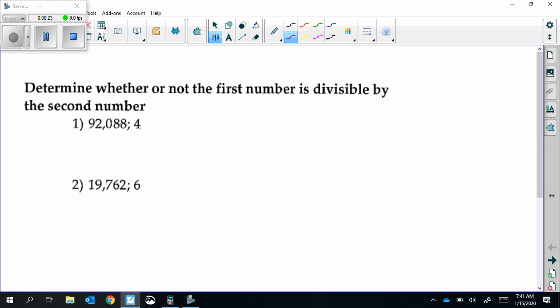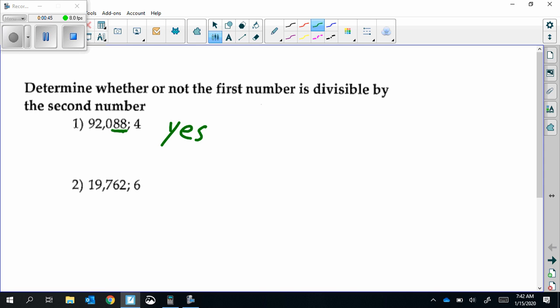Divisible by 4, we have to look at just the last 2 digits. So that's what we're looking at right here. The last 2 digits. If that is divisible by 4, so if 88 can be divided by 4, then the whole thing can be divided by 4. 88 can be divided by 4. So yes, it's divisible by 4.